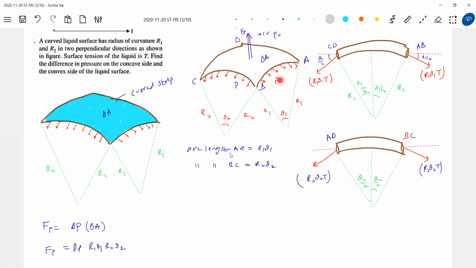Fine. So if you stand here, you see force. This force is acting on the AB. R1 theta 1 T, and on the force CD also similarly the same. R1 theta 1 is the length of this, and the surface tension will be the force, and it's in equilibrium. So therefore, these two forces should be equal and should subtend the same angle with the horizontal. Is it okay?